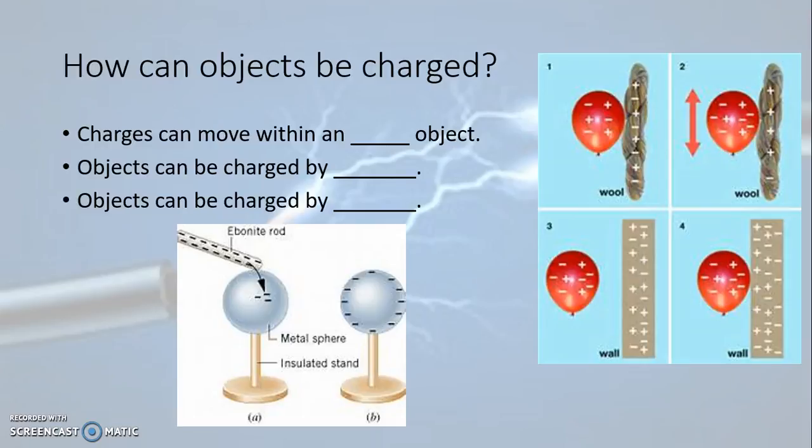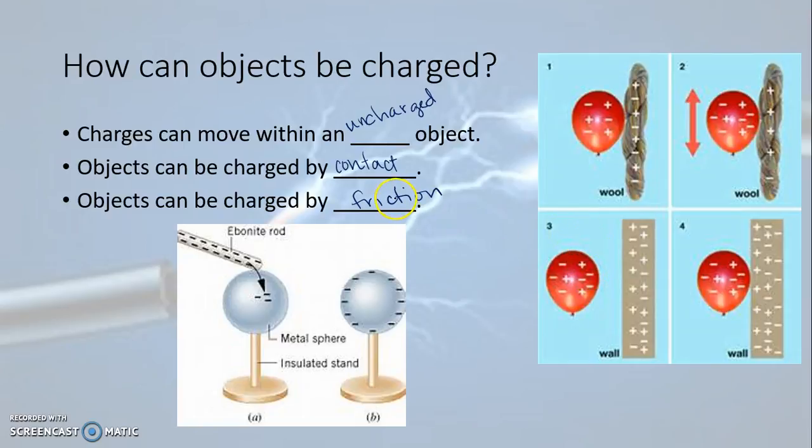All right, so how can we charge an object? Well, you can move charges within an uncharged object, and you can do that by placing a charged object next to it. Okay, so if we were to take, and there's not really a good picture of it here, but I guess this will work. Okay, so here, well, let's finish this up. Objects can be charged by contact, and then they can also be charged by friction. All right, so let's explain these three, because these can all be explained with these two pictures here.